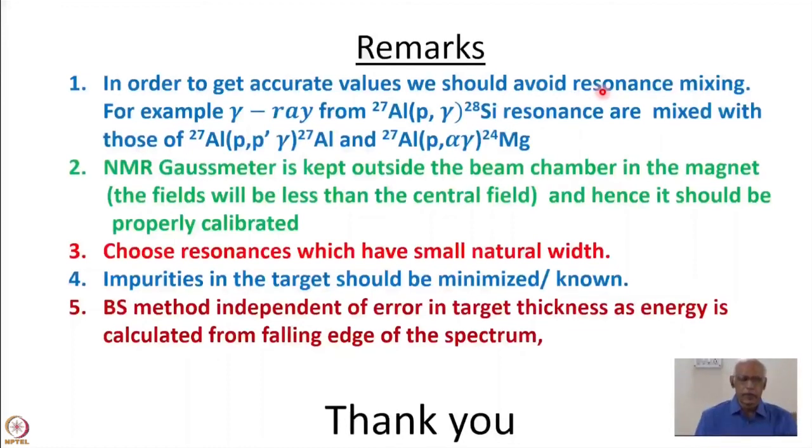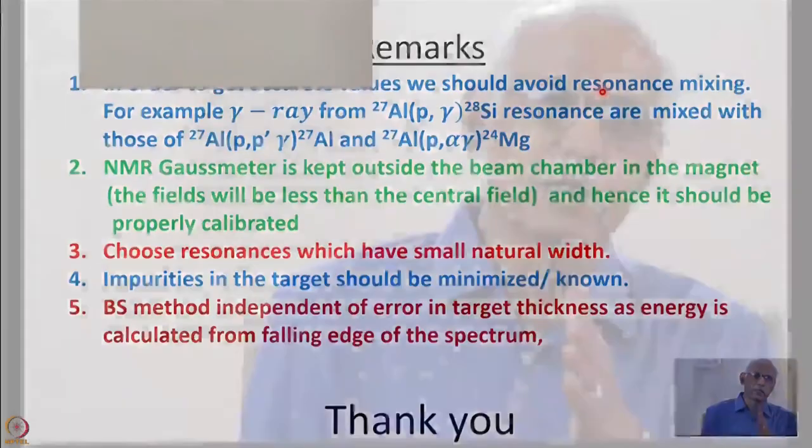We have used a backscattering method, and there is an advantage, and it gives better results, because this is independent of errors in the target thickness. Because at the backward angle, we are measuring the backward angle particles, and it is not seeing the target thickness. Therefore, the target thickness error in the energy will not be contributing, and therefore the accuracy will be better. Because we are using the falling edge of the spectrum, and the falling edge corresponds to the backscattered particle from the surface. So these things should be taken into account if you want a very good value of the energy.